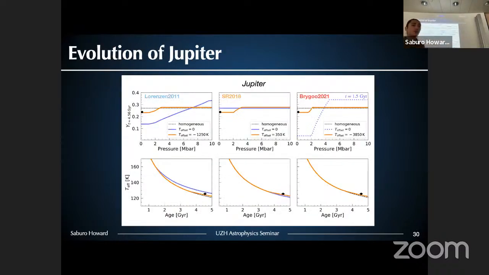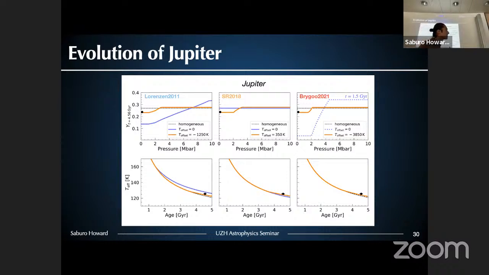And first, I'm showing you the results for the evolution of Jupiter. So each column shows the results for one existing phase diagram. The top row is the distribution of helium today as a function of pressure, and the bottom row is the effective temperature as a function of age. So if you focus on the top left panel, the black dashed line here is the result for an evolution model that is homogeneous. So the helium distribution remains constant because you don't account for this process of helium rain, and it is equal to the protosolar value, so about 27%.